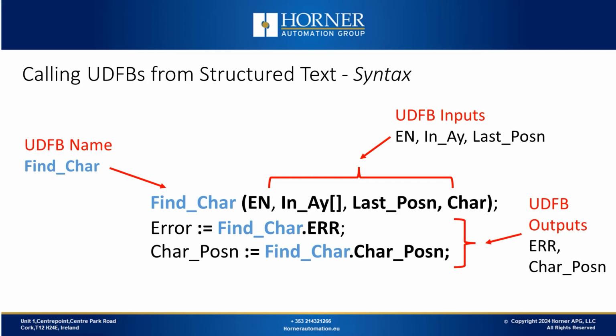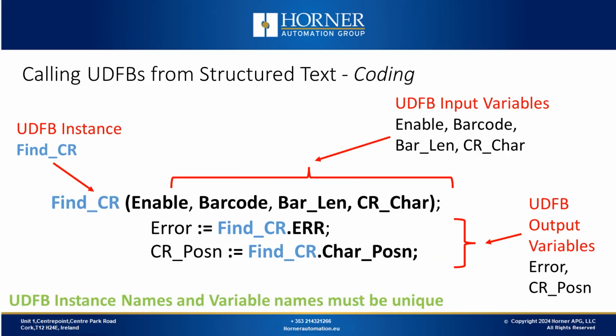Next, we will look at how we will use these UDFBs in structured text. First, we will look at the syntax to do a function call with the find character UDFB. First, we have the name of the UDFB, followed by our four inputs in round brackets and separated by commas. On the second and third line, we have two outputs, which we access using assignment statements. To the left of the assignment statement, we have variable names for the variables that we will be copying the output into. We then have the assignment statement, followed by the name of the UDFB, and then the output name after a dot.